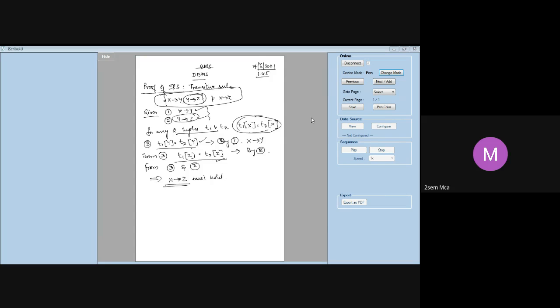Now, from 3 and from this 4, if I write this as 4, okay? What we have written? 3 and 4. From 3 and 4, what can you prove? 3 is T1 of y is equal to T2 of y. 4 is T1 of x is equal to T2 of x. And we have also written T1 of z is equal to T2 of z. Therefore, we can always say x determines z. So, hence your transitivity holds. Any doubts?